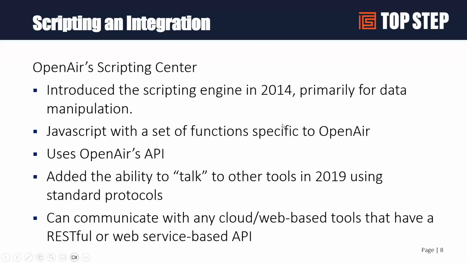The OpenAir scripting engine that we use for this was released in 2014, primarily for internal data manipulation within OpenAir. It's basically just plain JavaScript, as I mentioned, with a set of functions that are specific to OpenAir. And it uses OpenAir's API behind the scenes. Now, in 2019, they added the ability to, quote unquote, talk to other tools using standard protocols. So at this point, we can use the OpenAir scripting engine to communicate with any cloud or web-based tool that has a RESTful or a web service-based API.